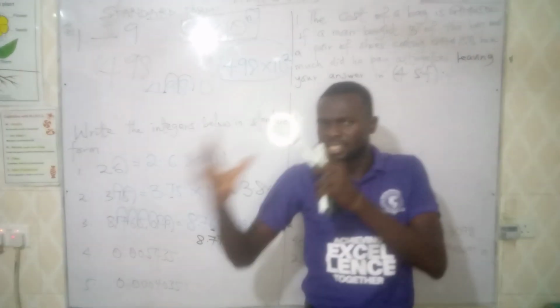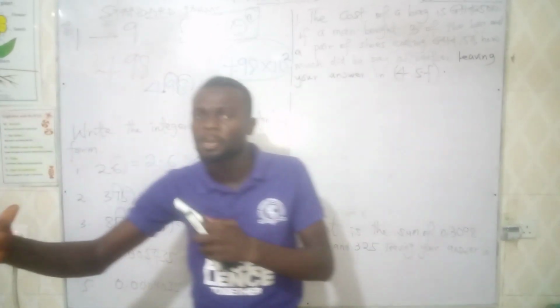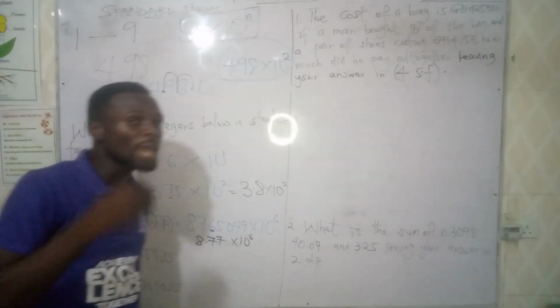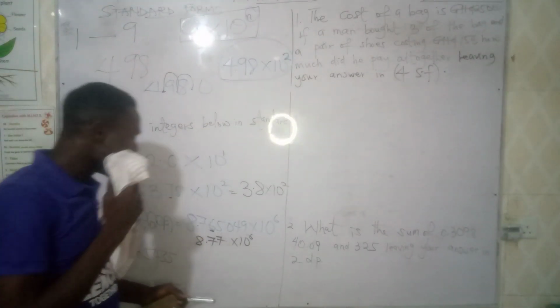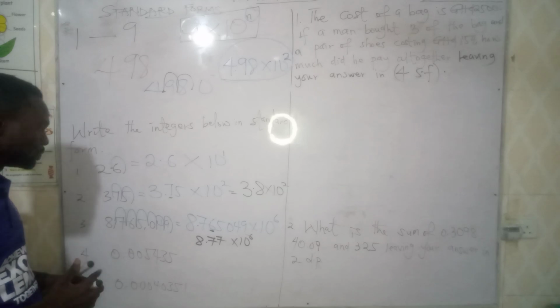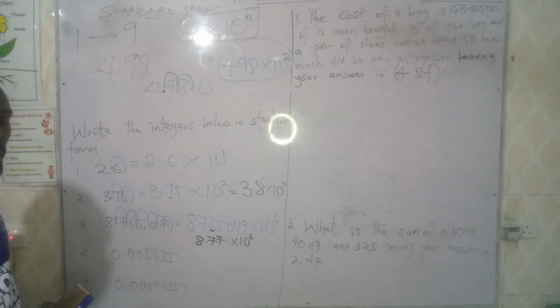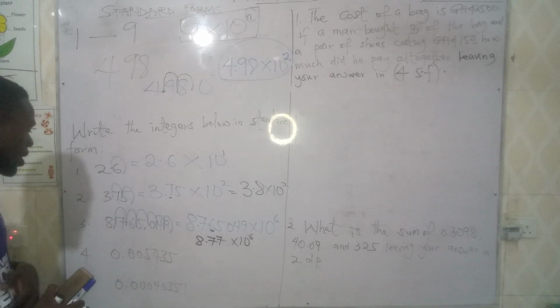So knowing significant figures, knowing standard form, knowing decimal places, when all these are combined in a question or in a word problem, we should be able to solve and know what is expected from us. Let's look at the last 2, then we see the word problem and significant figures and decimal places.